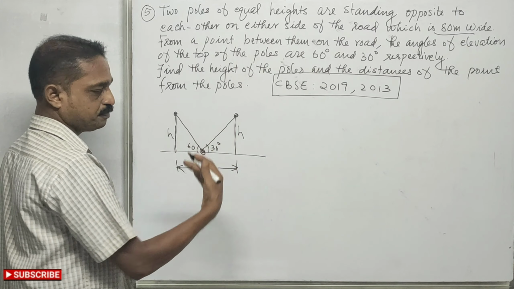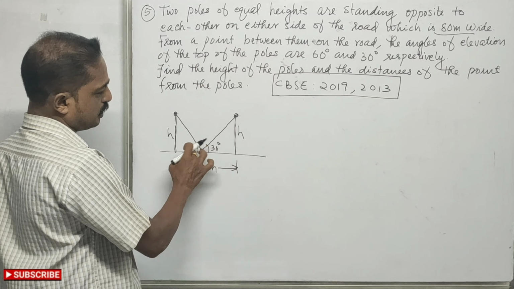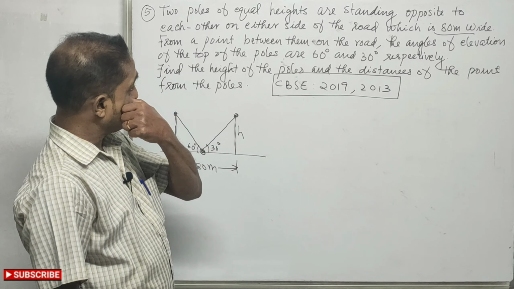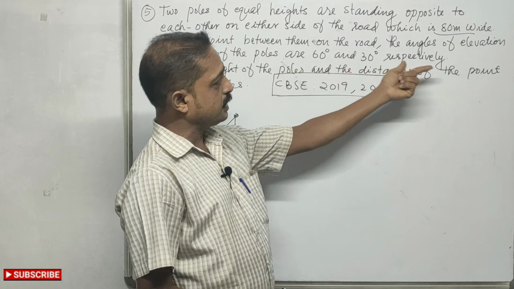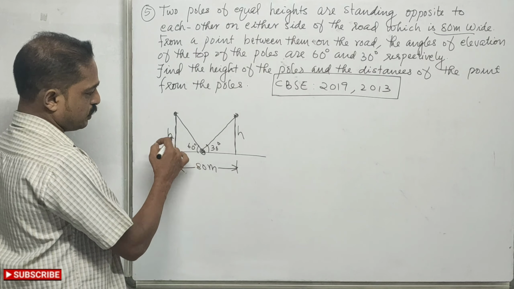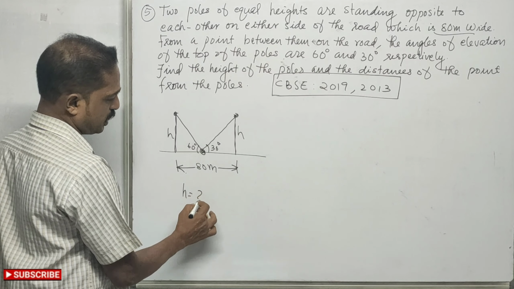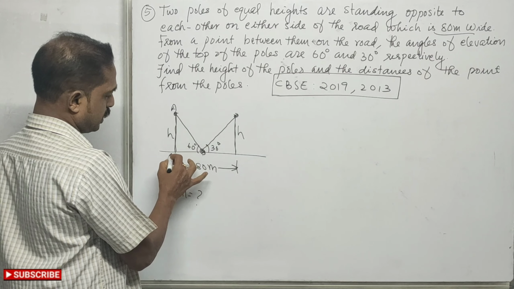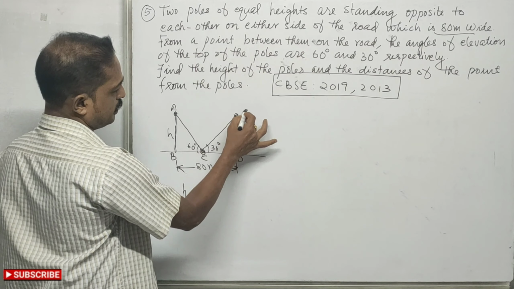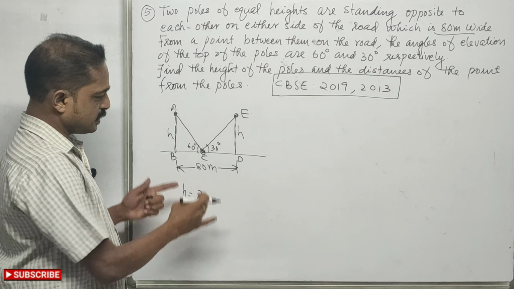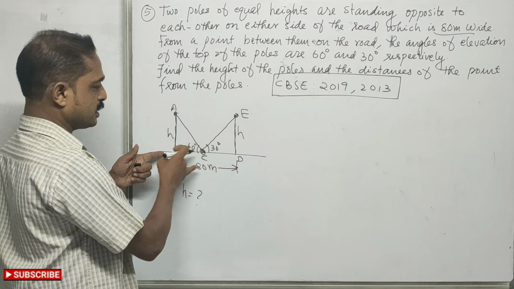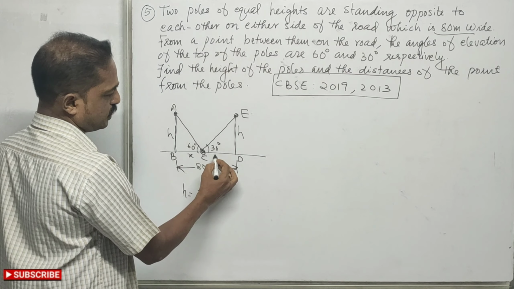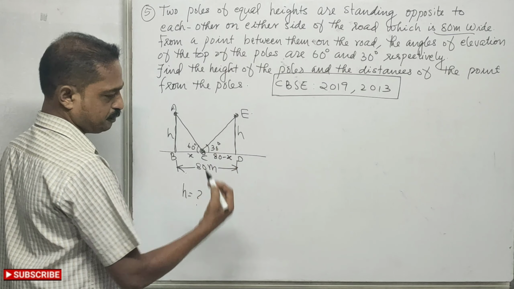So this is the horizontal, and these are the angles of elevation, 60 degree and 30 degree respectively. Find the height of the poles and the distance of the point from the poles. You are required to find out the height of the poles H and the distance of this point from the poles. Let us assume that these are the points A, B, C, D and E. The distance BD, that is the width of the road, is 80 meter. Let us assume that this distance is X, so this will be 80 minus X.